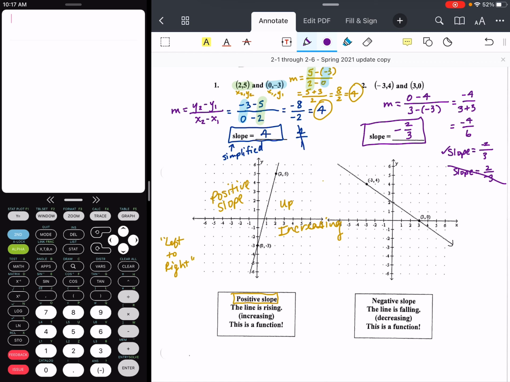Reading our graph from left to right, as I move my pen from left to right, I can see I'm also heading down. So for a negatively sloped line, which this is, I have a negative slope, -2/3. I can see that the line is falling, meaning it's decreasing. Both of these are functions. Both of these are straight lines that would pass the vertical line test, so these are both functions.